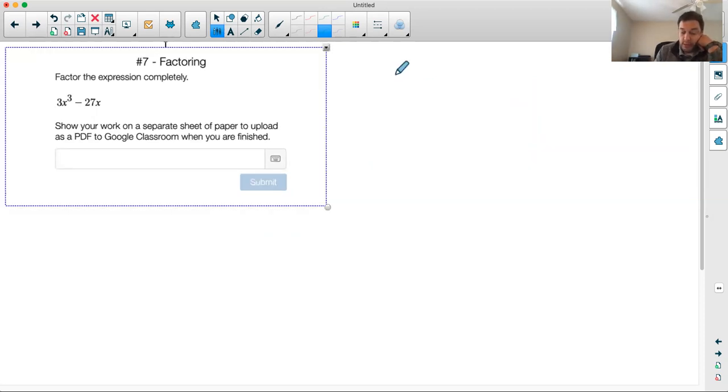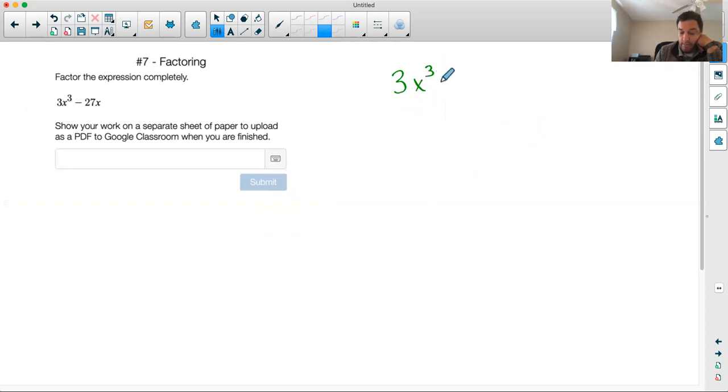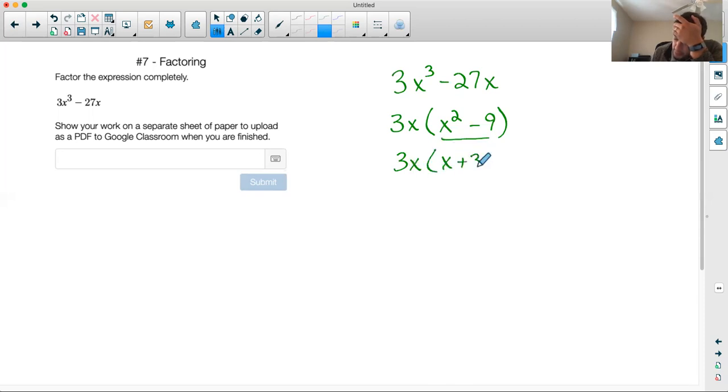The next one is asking us for 3x cubed minus 27x. And at first glance, you might think, wow, this is like a difference of perfect cubes. However, there's a 3 and an x that goes into both terms. And if I take that 3x out, I'm left with just x squared minus 9. And then x squared minus 9 is a difference of perfect squares. So then I say 3x, I say x plus 3, x minus 3. And that's how that one factors.